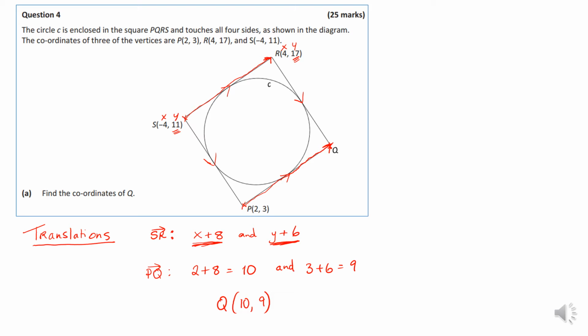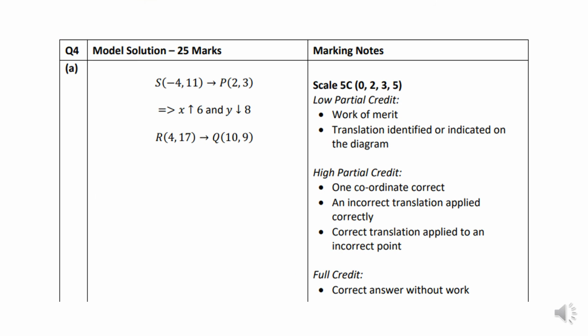Let's look at the marking scheme. So yes, they've used translations. Actually they used two different points. They went from point S down to point P, and they started at R and went down to Q. But it's still translations, and we still get the same result, 10, 9. There are 5 marks going for that part. Again, you can get partial credit as usual.